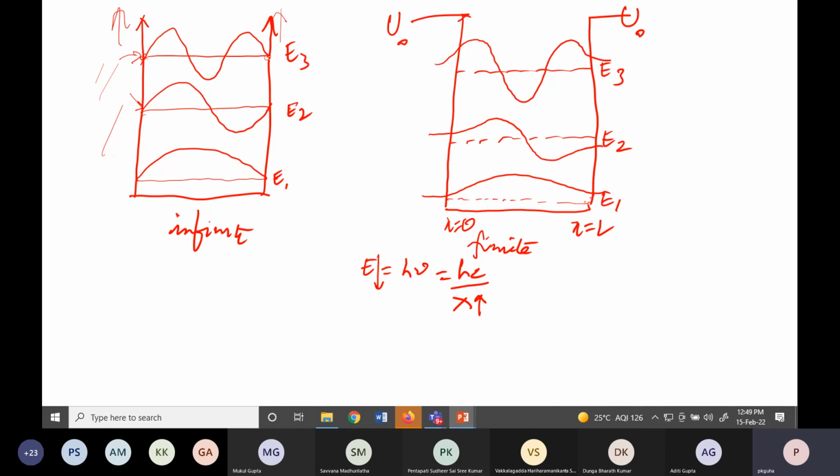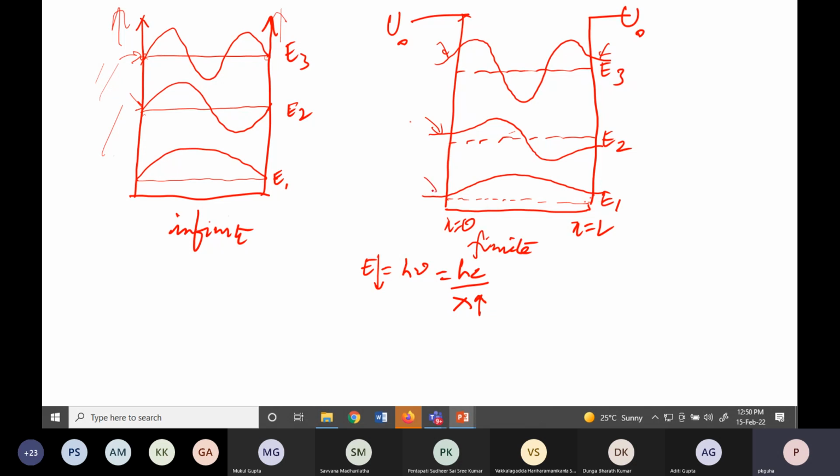In classical mechanics, particle can't penetrate the wall if E is less than U naught. In classical mechanics, the particles can't go here, because E, that is the energy of the particle, is less than that of the wall or potential barrier. But in quantum mechanics, it can go to the classically forbidden region. So the wave function can penetrate in the forbidden region, but waves will be exponentially decaying. So here you see waves are exponentially decaying.